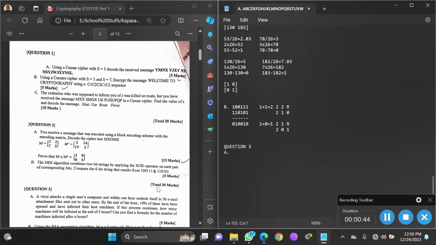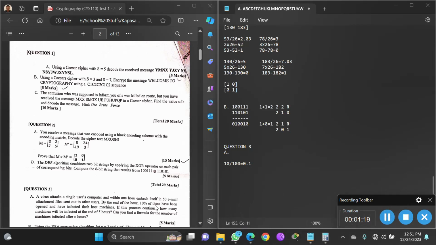Okay, so it says by the end of the hour 10% of these have been opened and have infected the host machines. So keep in mind that a percent is of 100. So if we say 10%, it means 10 divided by 100. So that's one thing we need to understand. So after you do your calculations, you have 0.1.